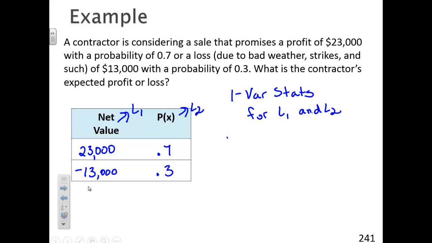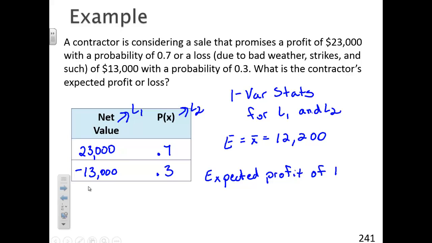you'll see that our mean on the calculator is a positive 12,200. That means he has an expected profit of $12,200.